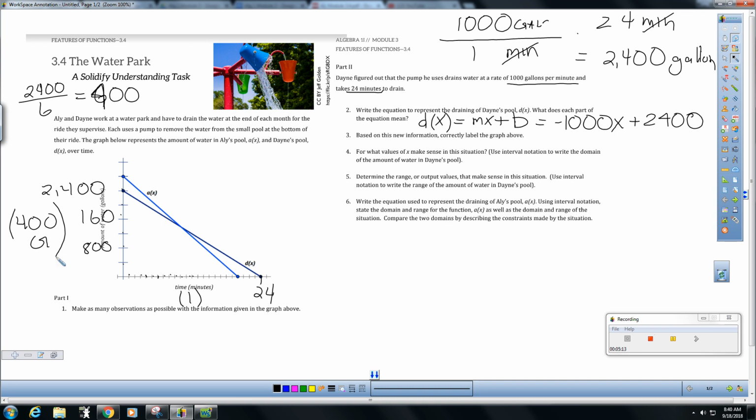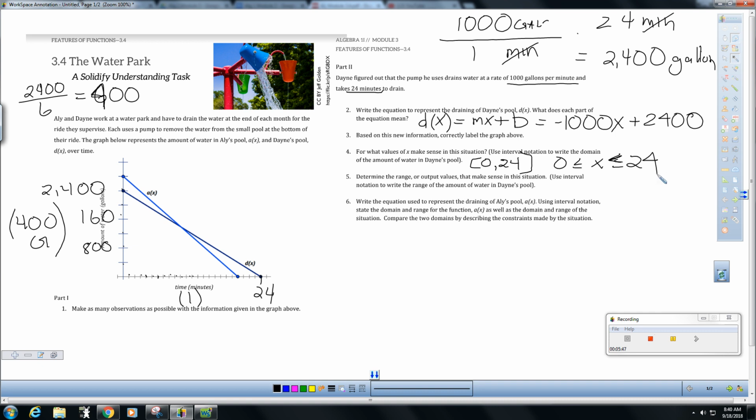For what values of x makes sense in this situation? Use interval notation. So we could say x goes from 0 to 24. You can write it like that, or you can say x is greater than or equal to 0, and less than or equal to 24.